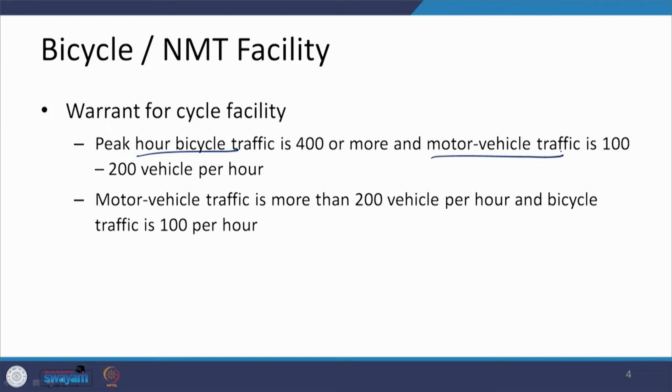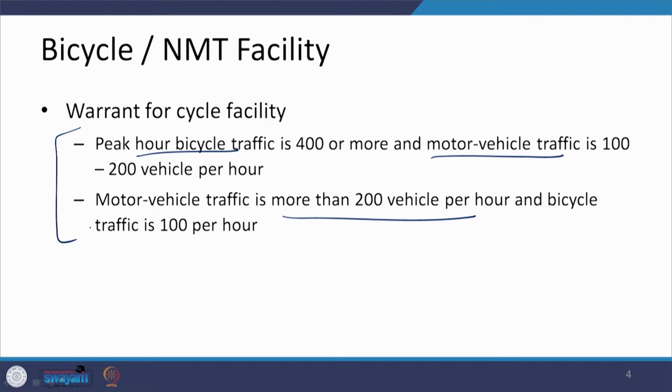The other case speaks of a reduction in the bicycle traffic, say 200 per hour, and it talks about motor vehicle traffic of more than 200 vehicles per hour. So, these are two cases which say that in all of these conditions we should have a bicycle facility provided along with the rest of the elements of the cross section.